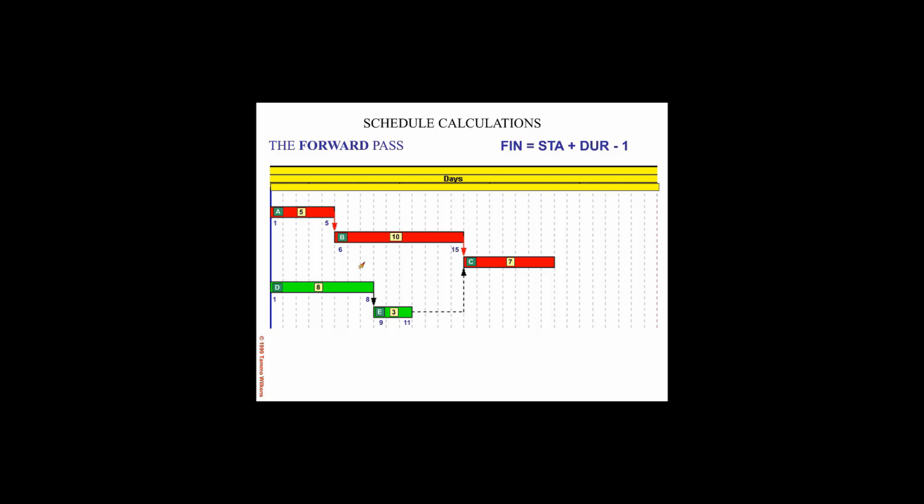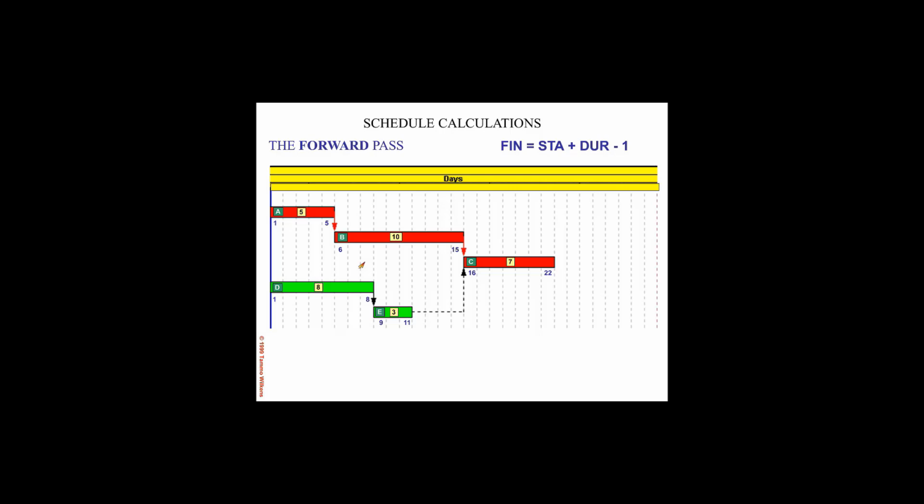And now we can see that activity C can start on day 16 because it realizes that one of its predecessors keeps it from going further than day 15, while the other keeps it from going any further than day 11, but obviously the controlling predecessor in this case is activity B. So again, we apply the formula 16 plus 7 minus 1, and we come up with a finish date on activity C of day 22.